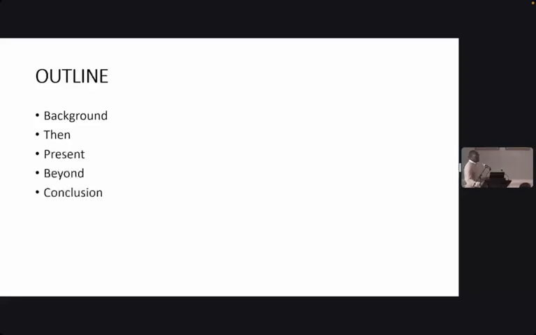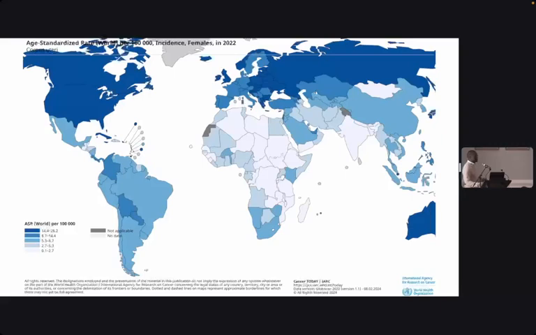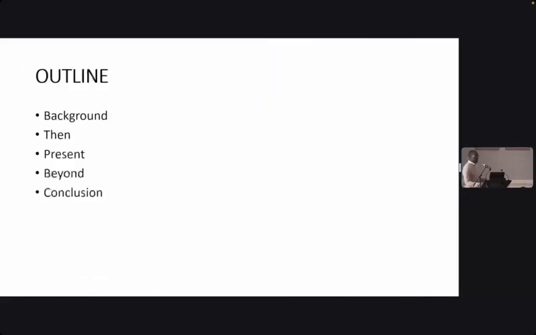So I have no disclosures to make at this point in time. I'm not conflicted at all. So this is the outline of my presentation. I'm going to talk a little bit about the background of endometrial cancer, what has been happening before, what we are currently doing, and what we envisage to do in the future. And after that, I will then conclude my discussion and open the floor for any discussion.